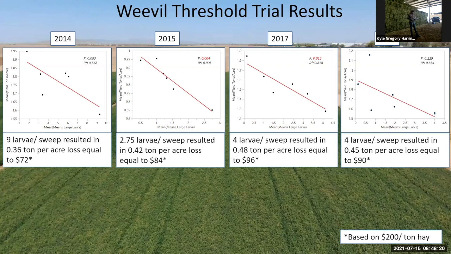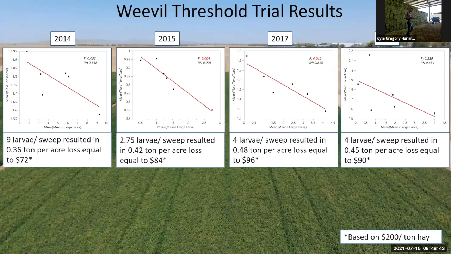I've always been confused on a lot of the university research because the sweep net is not right. If we're looking at the cotton, it's different because we're looking at multiple amounts of plants. There are even some researchers that say we should be doing stem counts instead of sweeps.